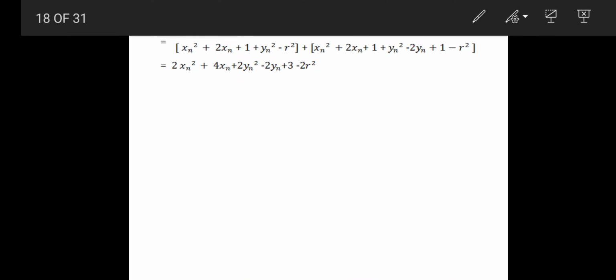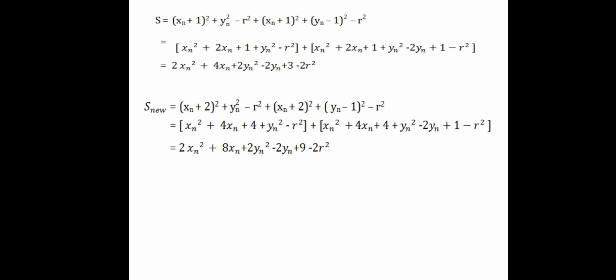Then next thing, this is S new. This is the equation of S new from the previous slide. Again I am opening the bracket, and after solving this I am getting it as 2xn square plus 8xn plus 2yn square minus 2yn plus 9 minus 2r square. Okay, these are the two equations. Now what do I have to do? I have to do S new minus S.